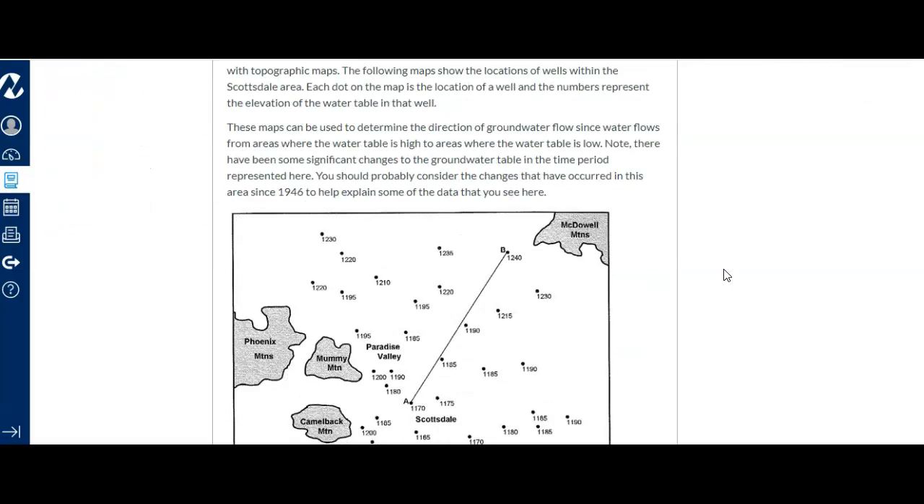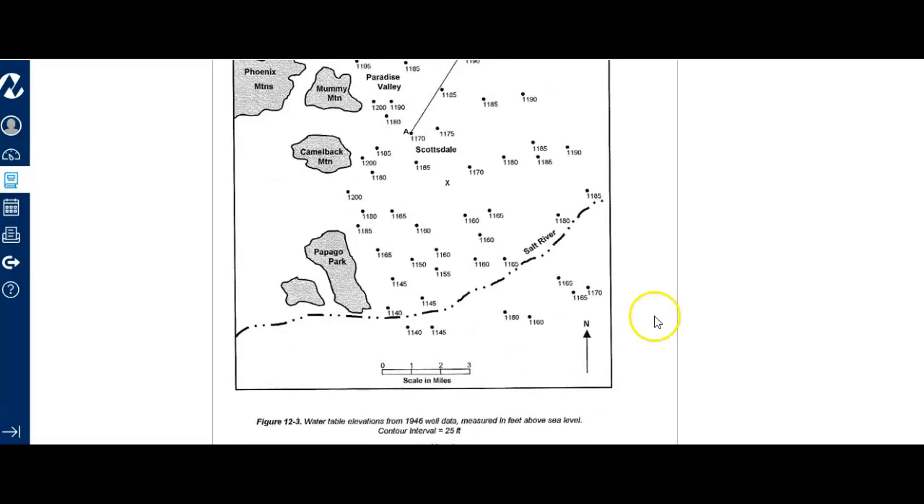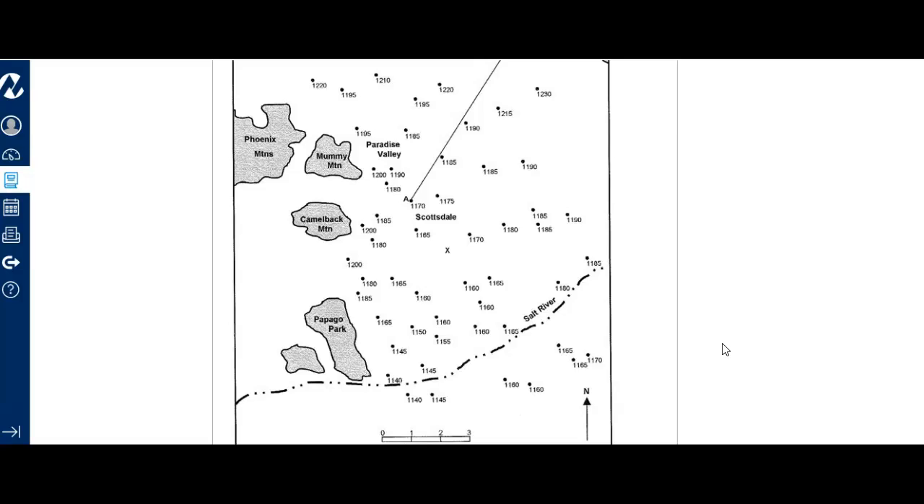So the first part of the lab starts out with 3 different maps on 3 different time periods. So the first one, this figure 12.3, is from 1946. And all the dots that you see are wells that are drilled into the ground. The numbers that you see is the elevation of the water table at that location. And those values are given in feet above sea level.